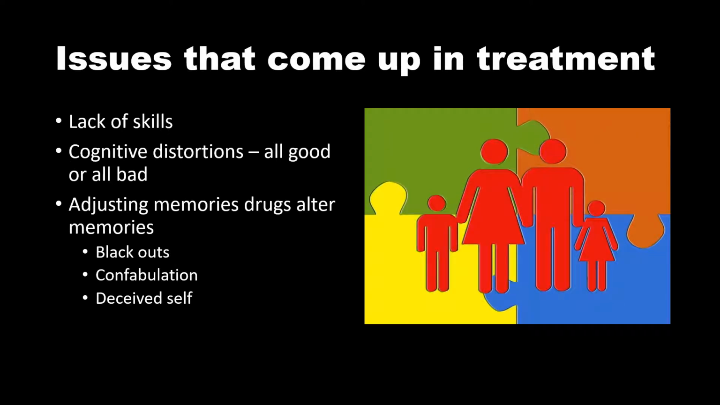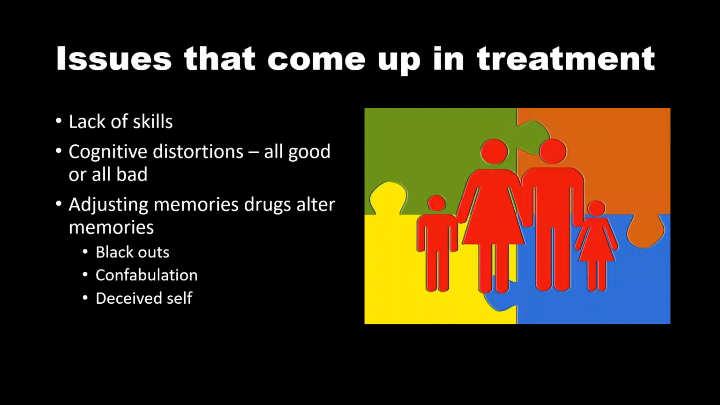There are issues that may come up in treatment, and counselors need to develop the skills to be able to work with this. Clients often lack life skills, so that lack of skill in managing life may be an issue that interferes with their drug treatment. Many people have cognitive distortions, or sometimes called unhelpful thoughts. They think of themselves as either all good or all bad, and therefore if they make one mistake, this means they're a failure. Addressing those unhelpful thoughts is an important part of treatment.